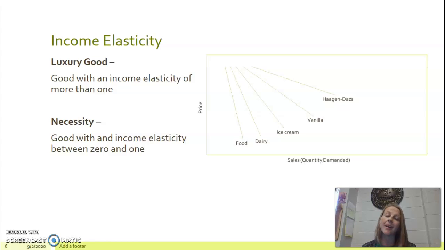But if we're talking about Haagen-Dazs ice cream, if your income changes significantly, then the amount of Haagen-Dazs ice cream that you consume would also probably change, and Haagen-Dazs has a fairly elastic income elasticity.